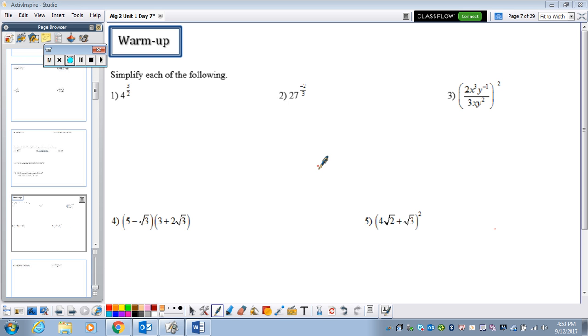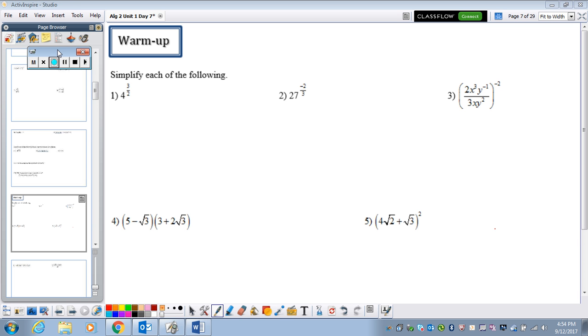Alright, Algebra 2. We are on day 7 material. I need you to follow along with me on the warm-up and the new lesson. And when I get back, we'll go ahead and answer any questions that you might have had on last night's homework. So let's take a look at number 1.